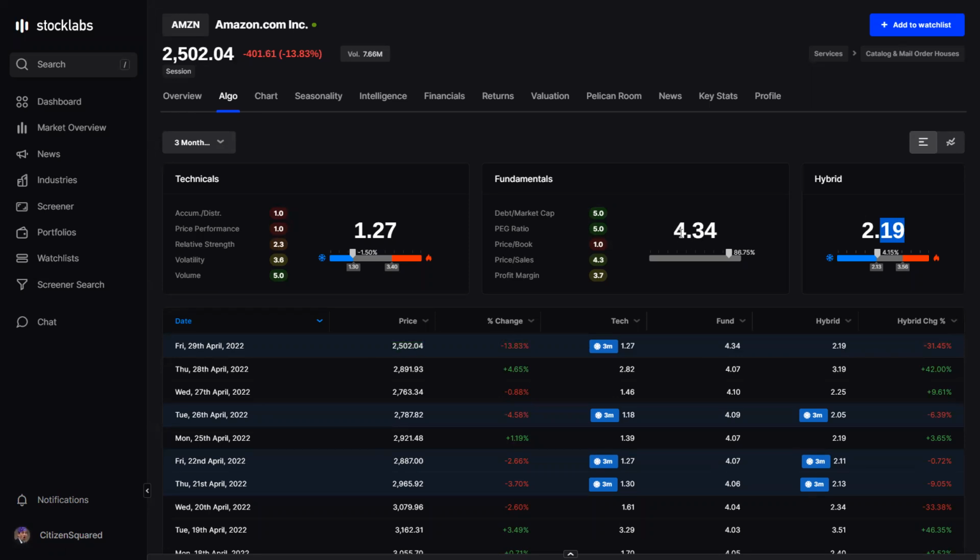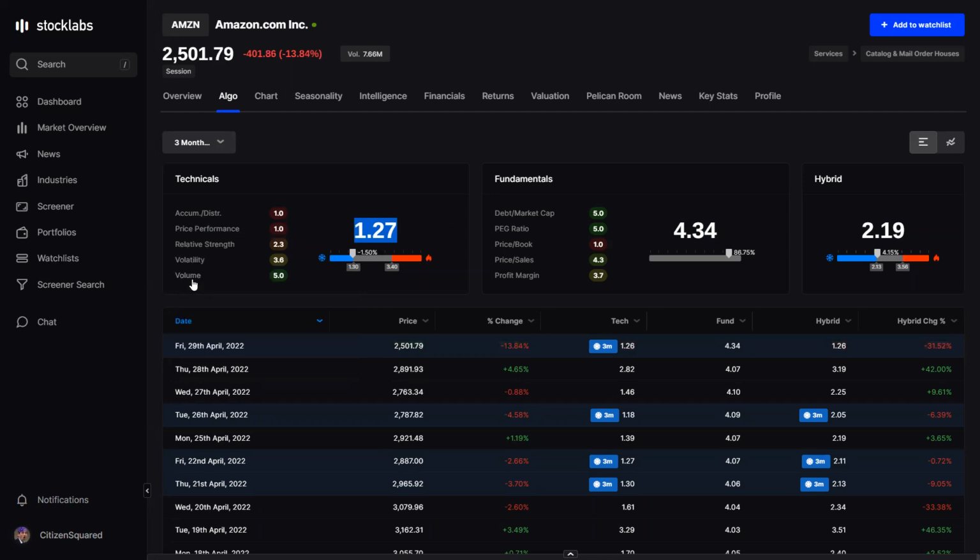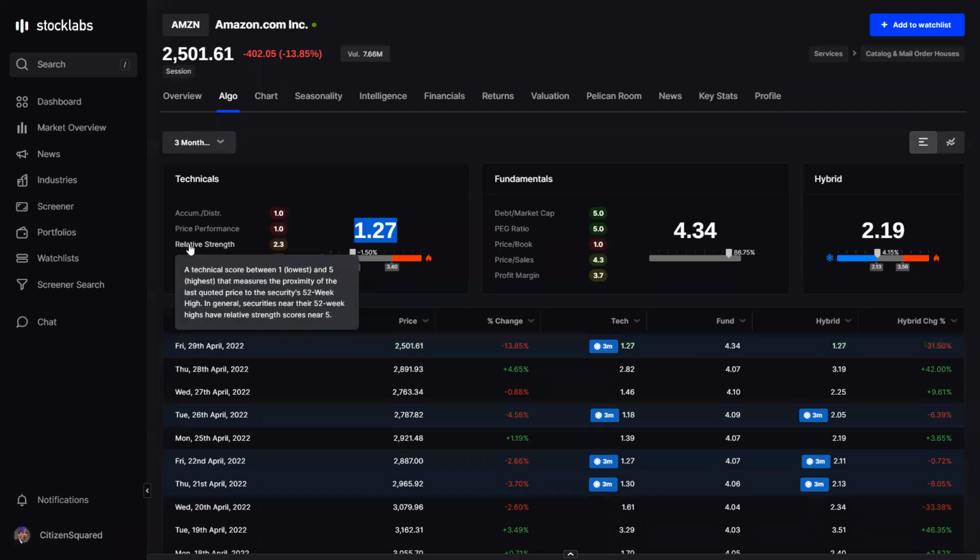Fundamental score is pretty high, so 4.34. That's a solid score. Technical score is really poor. So Amazon has not traded well. And you can see for an individual stock some of the parameters that go into making the calculation. So volume is an input, volatility is an input, relative strength is an input, and this isn't necessarily RSI like you would see on a TradingView chart or something. The definitions are here.